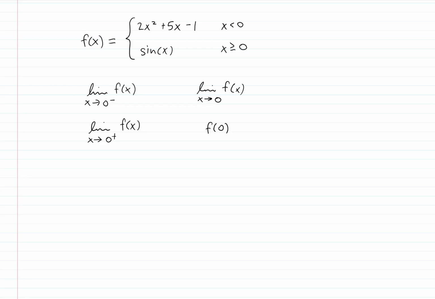Okay, so the first one, x is approaching 0 from the left. So that means we're using x values less than 0, so we should be using this equation. Now that's a polynomial, so this limit should be super easy to find, because what did we say about polynomials a couple lectures ago? If you want to find the limit as x approaches a of a polynomial, all you need to do is plug a into the polynomial. So plug 0 into that, and what do we get? We get -1. Okay?